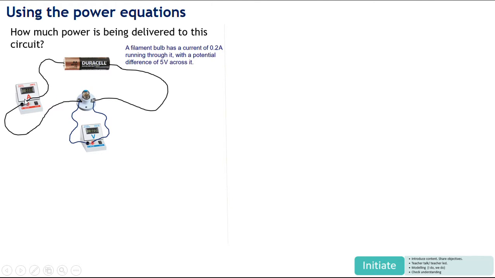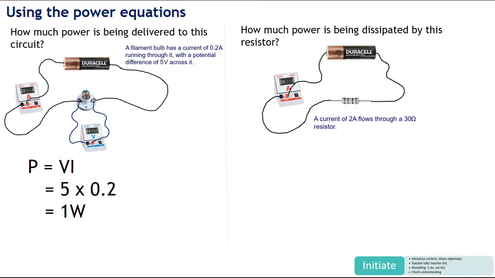Basic setup, measuring current and voltage, and we can see in the text here that we've got a voltage and a current measurement. Okay? We want to know the power that's being delivered to this circuit. We simply apply the formula, put the numbers in, and get an answer of 1 watt, or 1 joule per second.